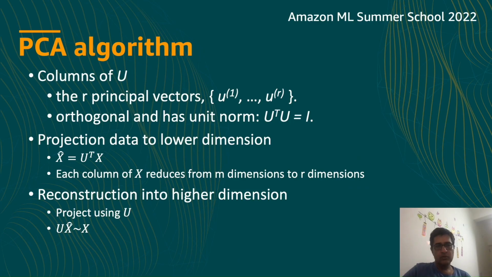Like I said, the columns of U are principal vectors, and you can take any matrix X and project it to a lower dimension by just multiplying it with U transpose. It leads to a lower dimensional X hat representation, and in case you had X hat, you could reconstruct it back to the original matrix by pre-multiplying it with U.